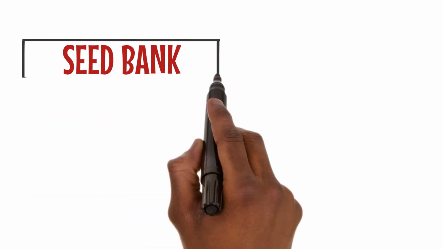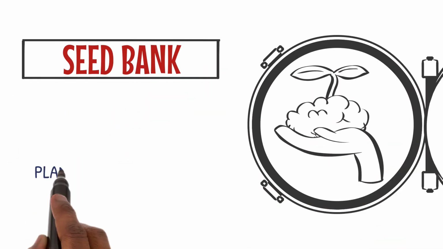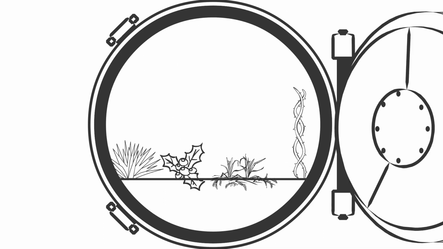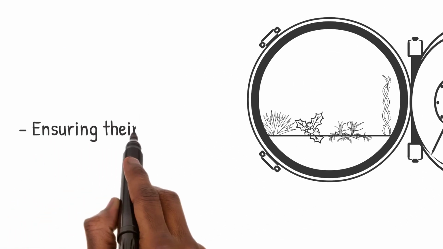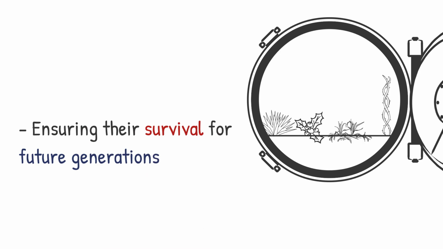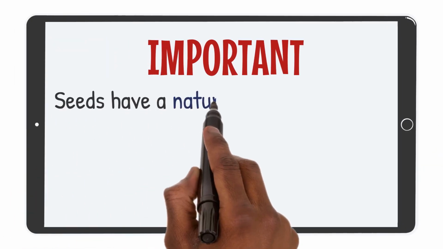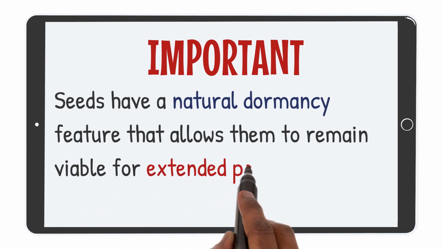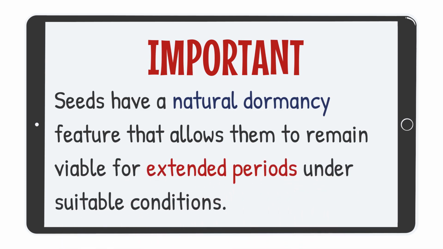Seed banks are essential repositories of plant genetic diversity. They store seeds from a wide range of plant species, ensuring their survival for future generations. Seeds have a natural dormancy feature that allows them to remain viable for extended periods under suitable conditions.